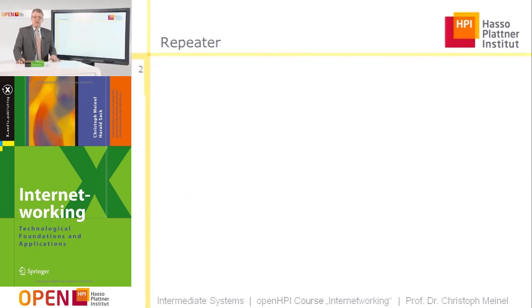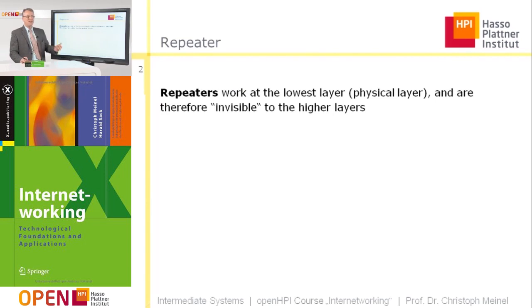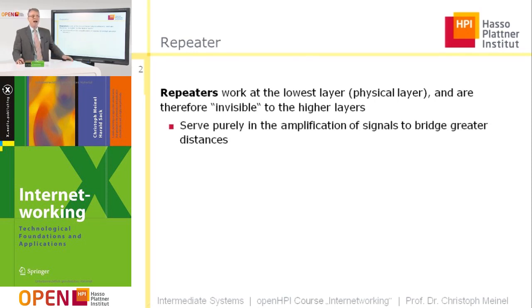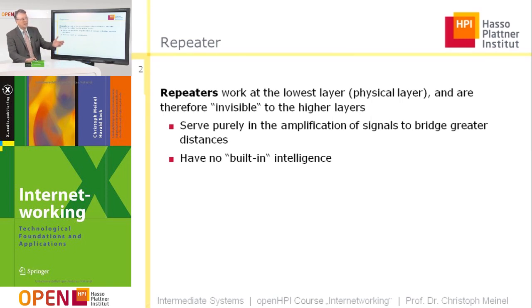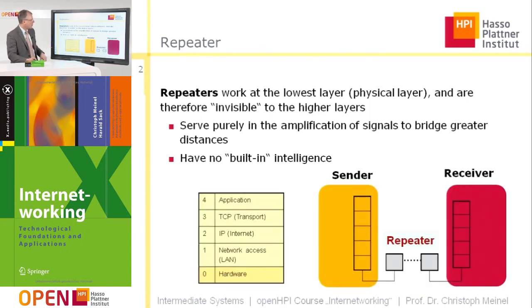The first type of intermediate systems are repeaters. Repeaters work at the lowest level, the physical layer of the protocol stack, and for that reason they are invisible to higher layers. They serve purely in the amplification of the signals, so that they allow us to transmit data over a greater distance. Repeaters have no intelligence. They cannot be used to transform something. They only amplify signals so that the packet can be sent over a longer distance. Here in the picture we see the functionality on the hardware layer.